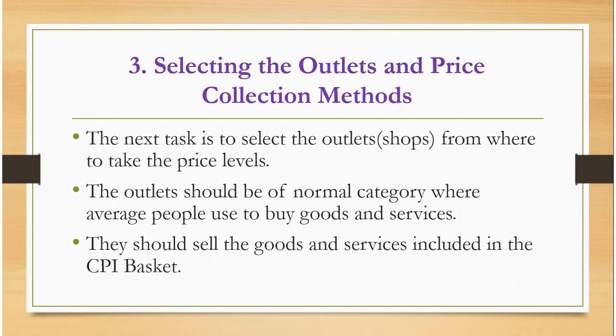So the next important step is the selection of outlets and price collection methods. The outlets or shops should be of normal category where average people buy goods and services. I mean, they should not be large departmental stores where only the rich people buy. They should not be some street type of market where only poor people go. So the next criteria is that the selected shops or outlets sell the goods and services included in the CPI basket.